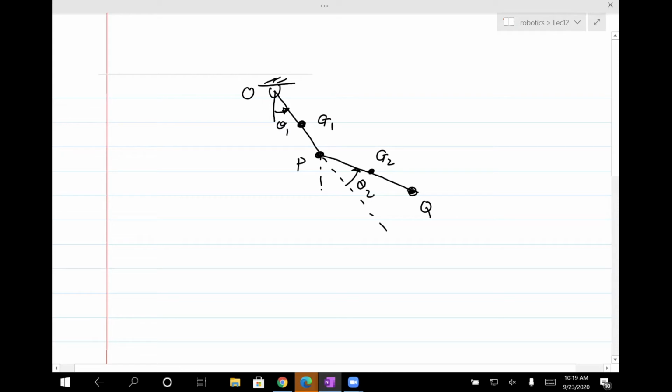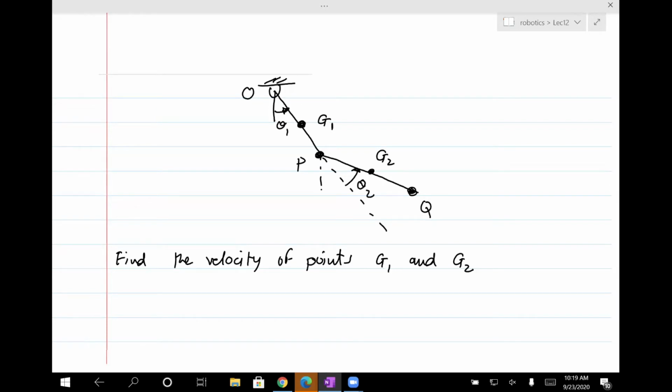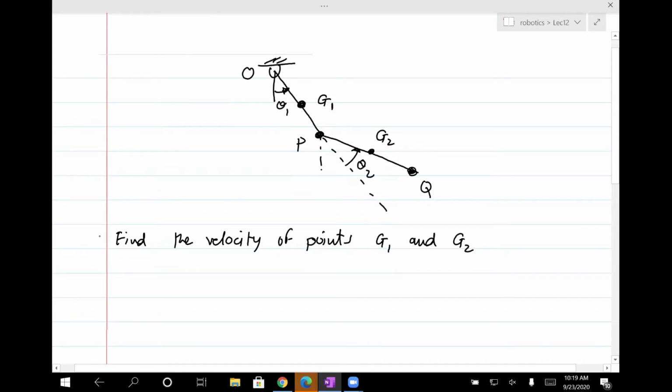Given the system, the question is to find the velocity of points G1 and G2, which are the centers of mass. We need that because once we find the velocity of the center of mass, we can use it in the Euler-Lagrange formulation to find the equations of motion. So how do we solve this? We've solved this in the past by taking the derivative straightforwardly, but I'm going to show you how to use the Jacobian.